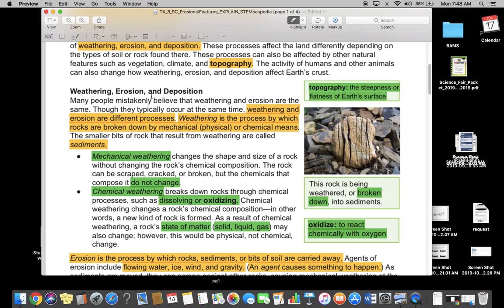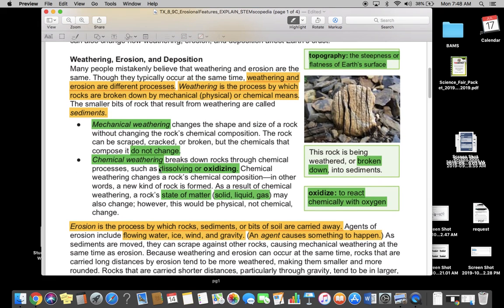Weathering, erosion, and deposition. Many people mistakenly believe that weathering and erosion are the same, though they typically occur at the same time. Weathering and erosion are different processes. Weathering is the process by which rocks are broken down by mechanical, physical, or chemical means. The smaller bits of rock that result from weathering are called sediments. Now, remember, you're going to use whatever's highlighted in green for your activity sheet today.